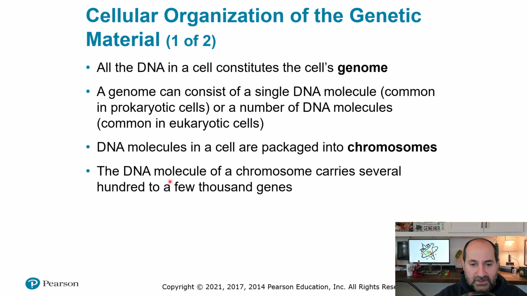A DNA molecule of a chromosome carries several hundred to a few thousand genes. Do you recall what we said a gene was? A gene is just a segment of a chromosome that usually codes for a protein. Depending on the textbook you read, there are between 23,000 and 25,000 different genes. If there are only 46 chromosomes, then each chromosome contains hundreds or thousands of genes. Humans have 46 chromosomes, whereas prokaryotes like bacteria and archaea typically only have one chromosome.